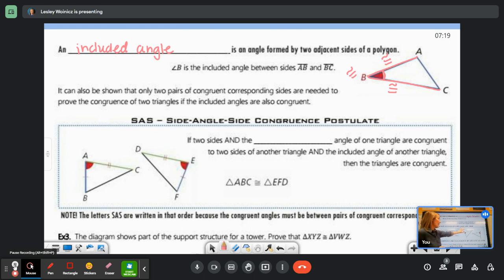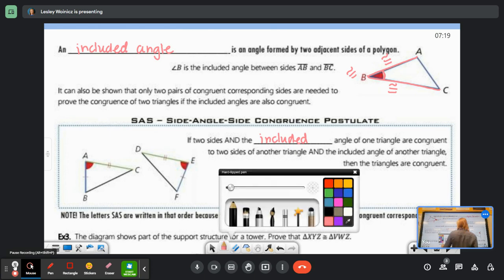It's called side angle side because this angle is sandwiched in between the two sides. This is our included angle. If two sides and the included angle of one triangle are congruent to two sides and the included angle of another triangle, then we know that the triangles are congruent.